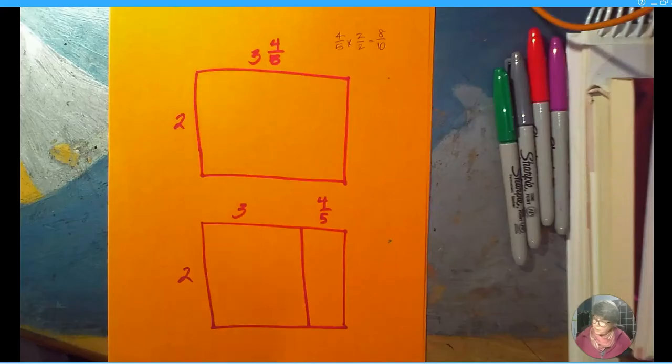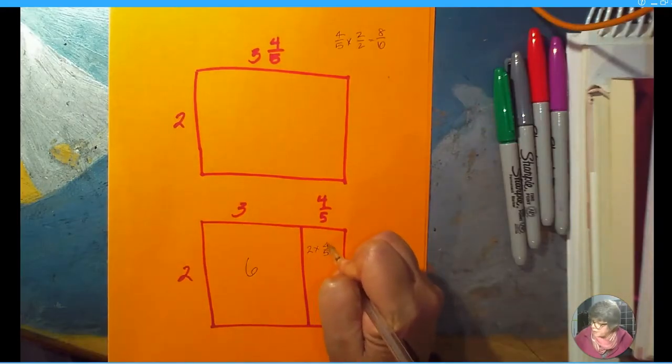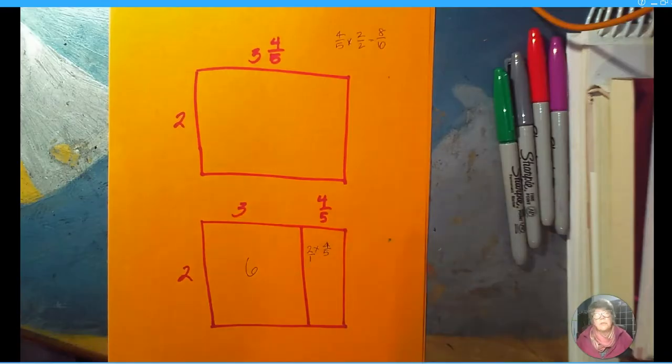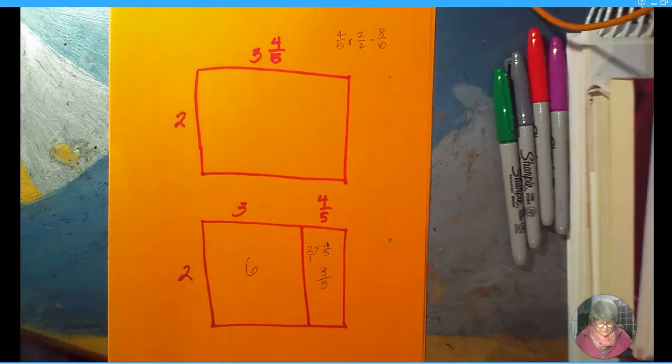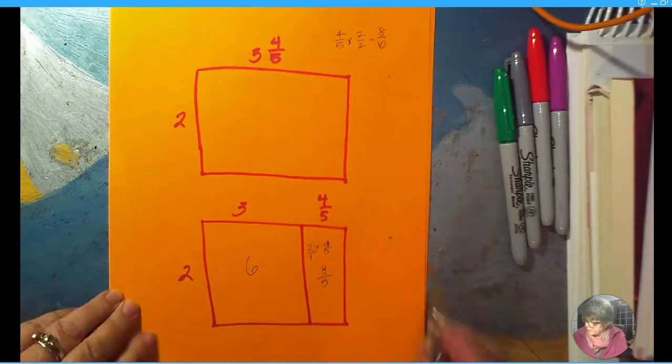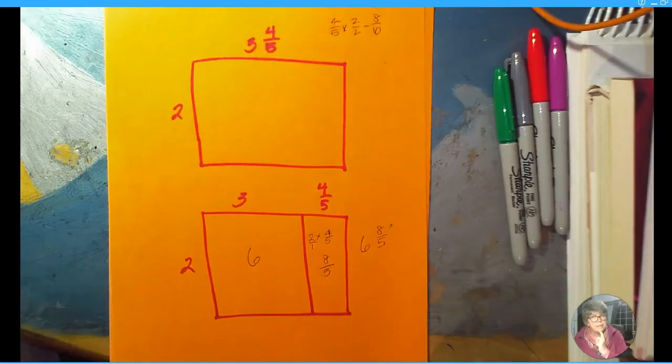Okay, so this is one way to solve 2 times 3 4/5. We would do 2 times 3 and get 6. And then 2 times 4/5. Remember, when you're multiplying by a whole number, you're just getting 2 of them. You're not changing the denominator. That can be something that you need to remember, right? So that would be 6 8/5. Now, 8/5, right?